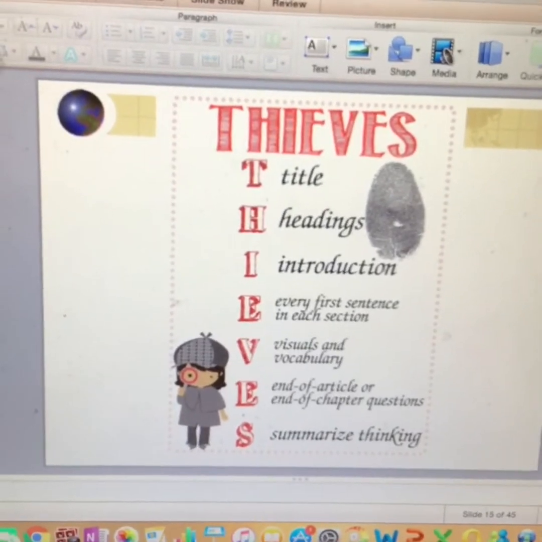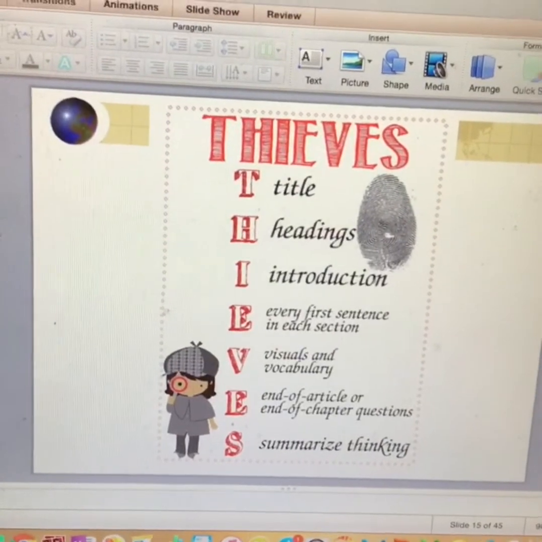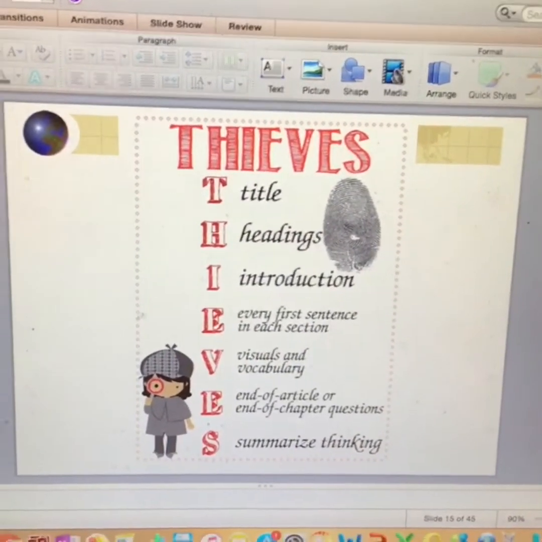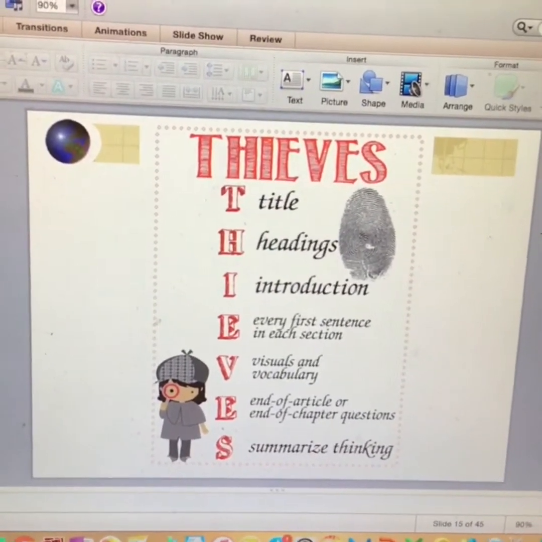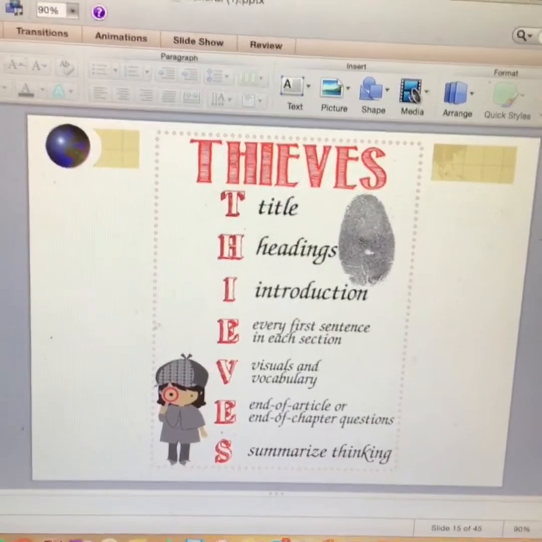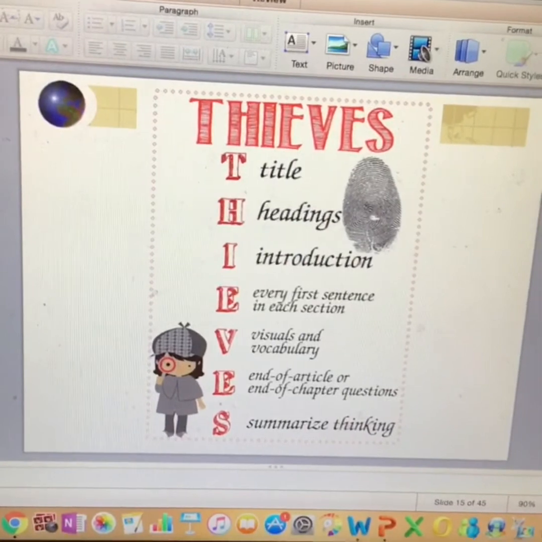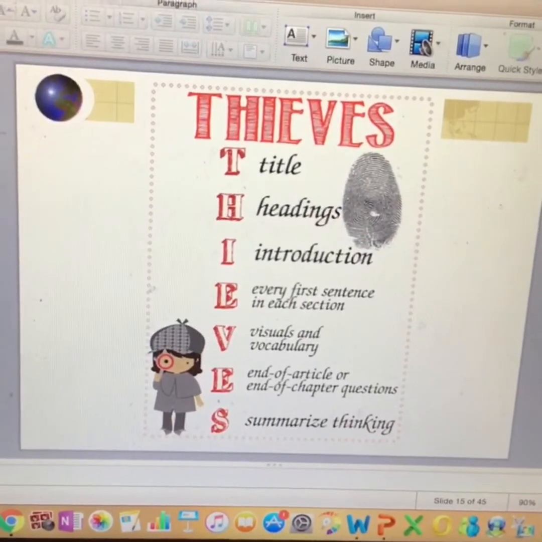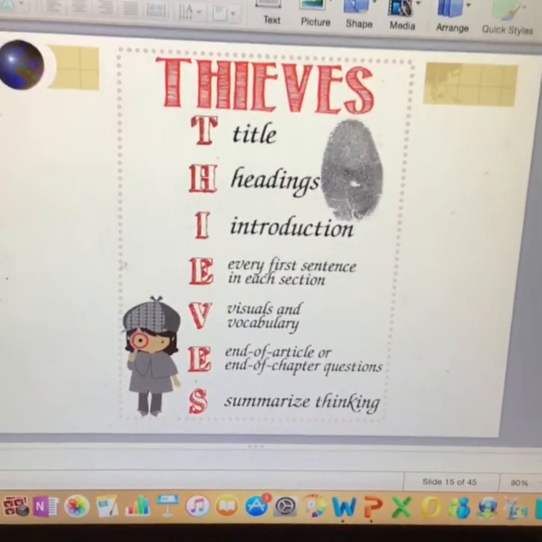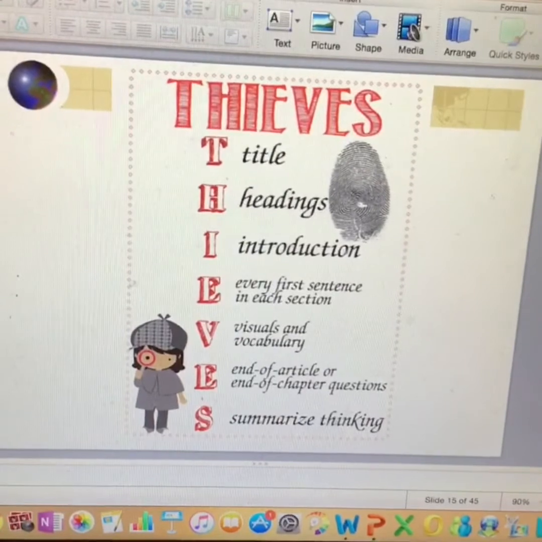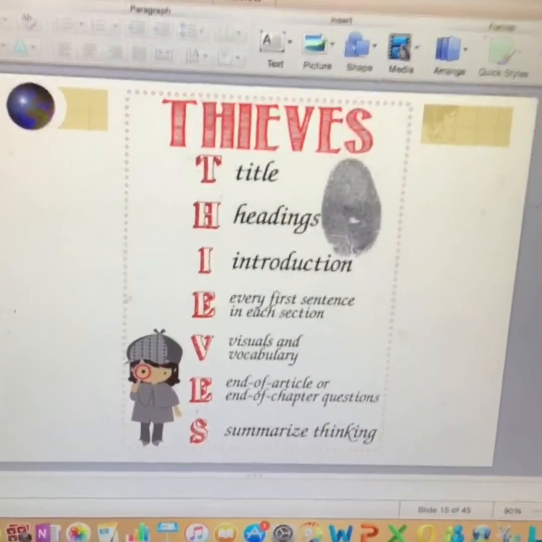It's called Thieves. And it may be visually created to appeal to elementary school students, but it is actually very interesting. Look at the title, the headings, the introduction. Read every first sentence of every section. Look for visuals. Do they help you with vocabulary? And then read the questions at the end. And be sure you summarize or paraphrase as you read. But this is a very good previewing strategy.